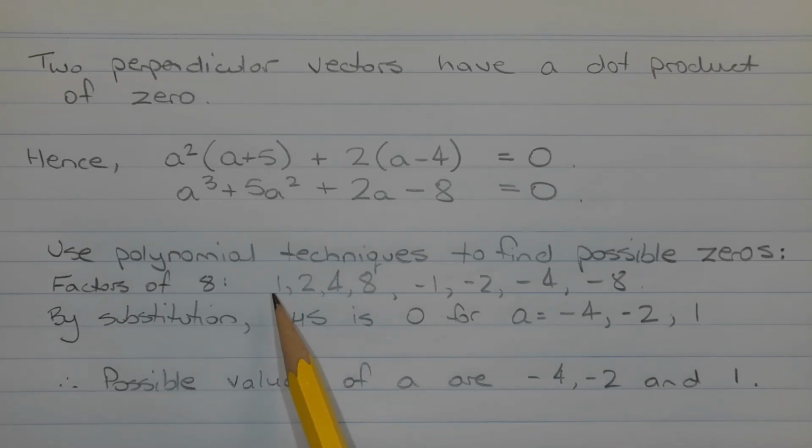So checking these factors of 8 one by one, I found that the left-hand side is 0 for a equals negative 4, a equals negative 2, and for a equals 1. Therefore, the possible values of a are negative 4, negative 2, and 1.